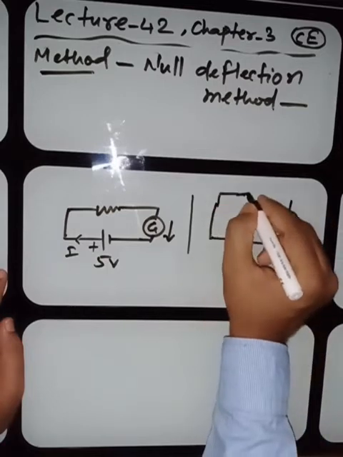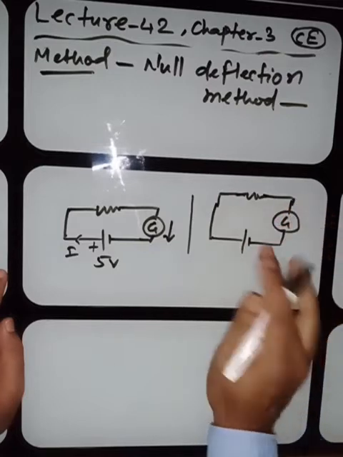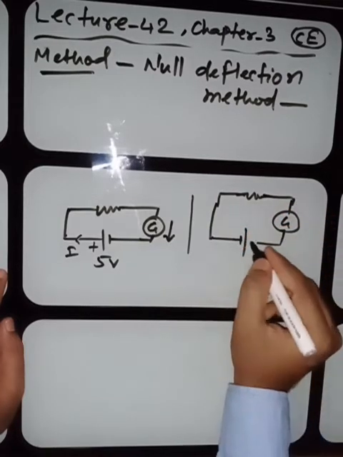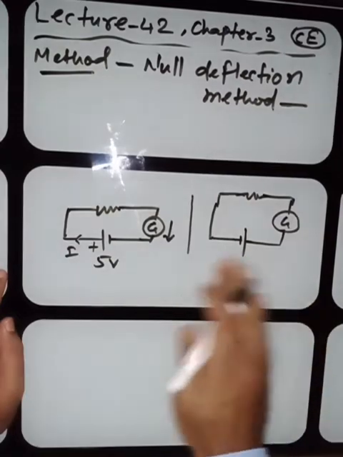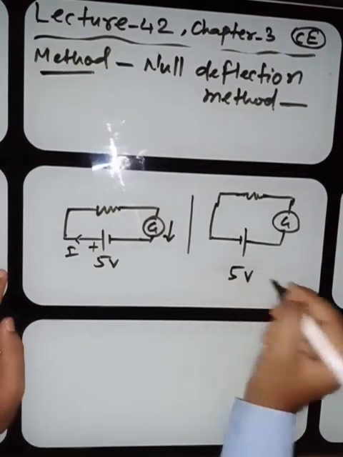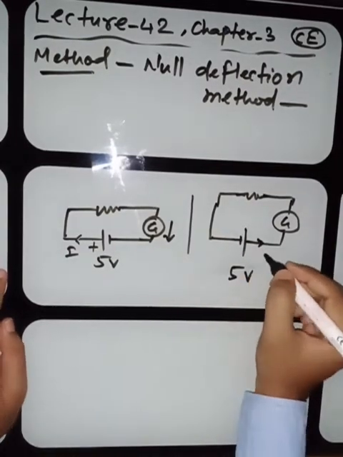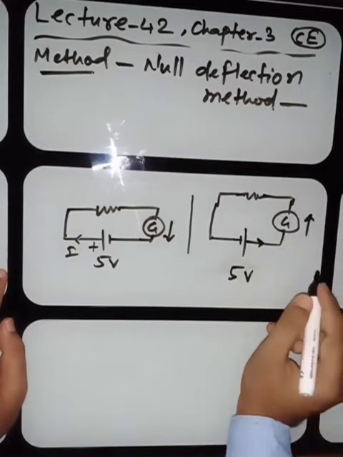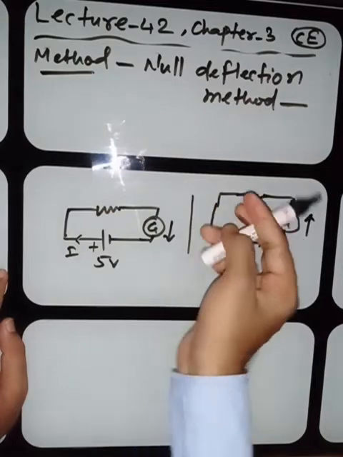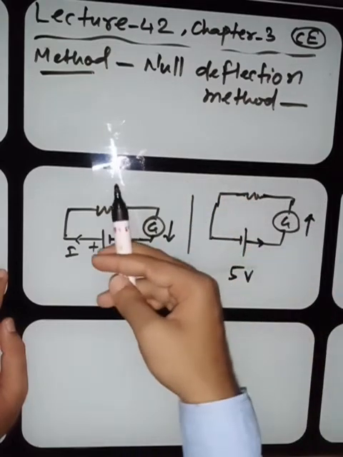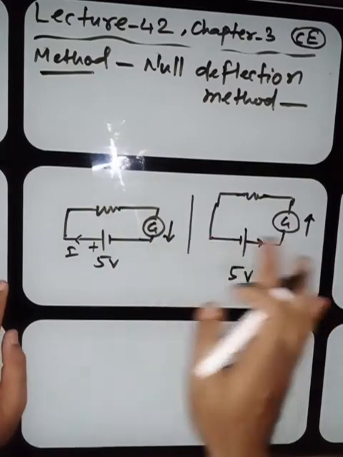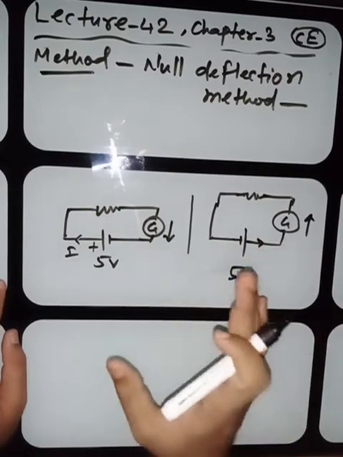But if you connect a battery in the opposite way with a galvanometer and resistance, suppose 5 volt, now the current will move in the other direction, and the galvanometer will give the deflection in this way. Here it is deflecting in this way. All right, but in both cases, the galvanometer shows some deflection.